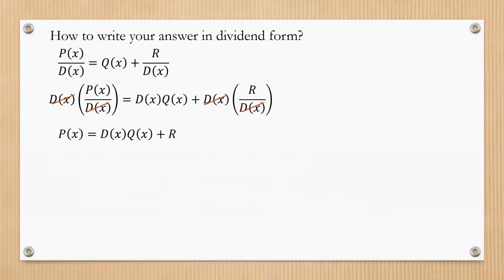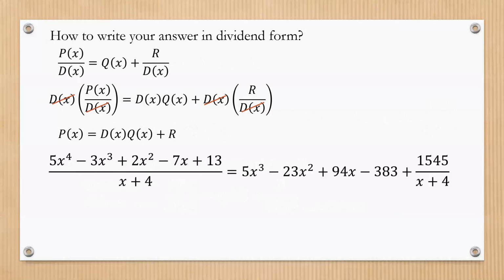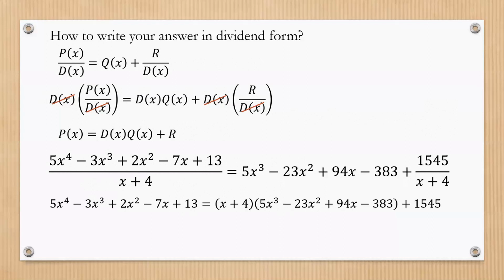Okay po? Okay, next na tayo. So, kung ganyan ang ating scenario, 5x to the fourth minus 3x cubed plus 2x squared minus 7x plus 13 divided by x plus 4, written natin sa quotient, which is 5x cubed minus 93x squared plus 94x minus 383 plus 1,545 over x plus 4 as our remainder. Ang magiging dividend form na niya ay kanya na. So yung dividend natin, equals natin sa x plus 4 times natin sa quotient and then plus natin sa remainder.